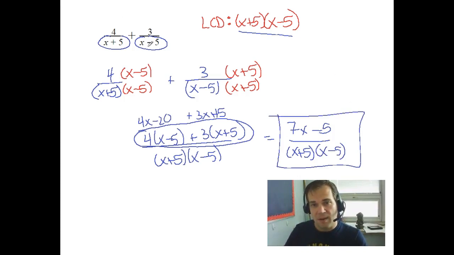So we're looking at the denominators, getting a common denominator, giving tops and bottoms missing pieces, and then using Algebra 1 skills to finish this thing off.